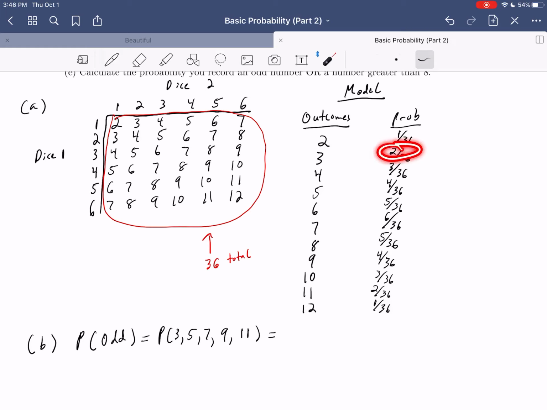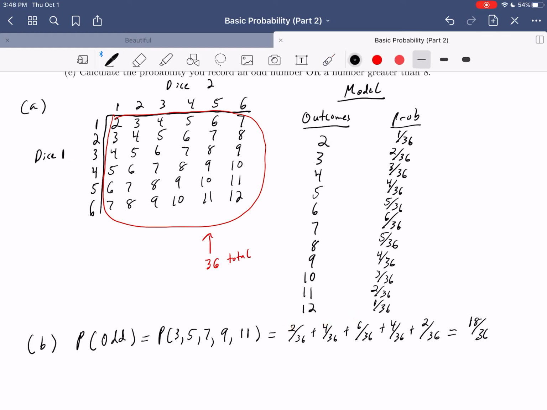So that would be 2 out of 36, 4 out of 36, 6 out of 36, 4 out of 36, and 2 out of 36. So let's add all those together. If we add all those together, 2, 6, 12, 16, 18, we would get 18 out of 36. So the chance that we get an odd number, if we roll 2 6-sided dice and then add them together, would be 18 out of 36. Now, if you simplify that, you'll find out that it's 50%, meaning that you've got a 50-50 chance of getting an even or an odd in this game.